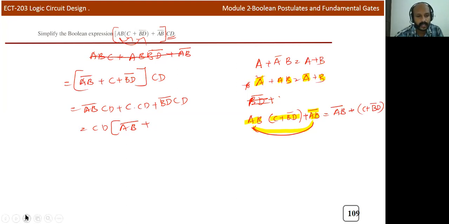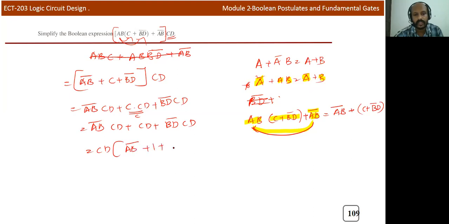Okay, I think I can write one more expression first. A B bar CD plus this C into C I can reduce to single C, so it becomes CD, then B D bar into CD. Now I can take CD as a common factor, so A B the whole bar plus 1 plus B D the whole bar.